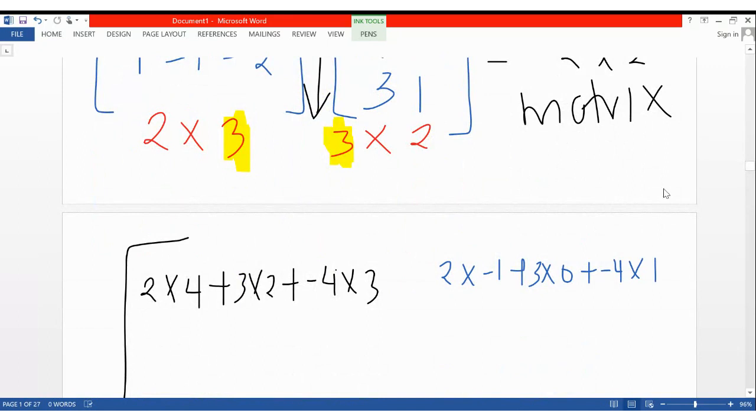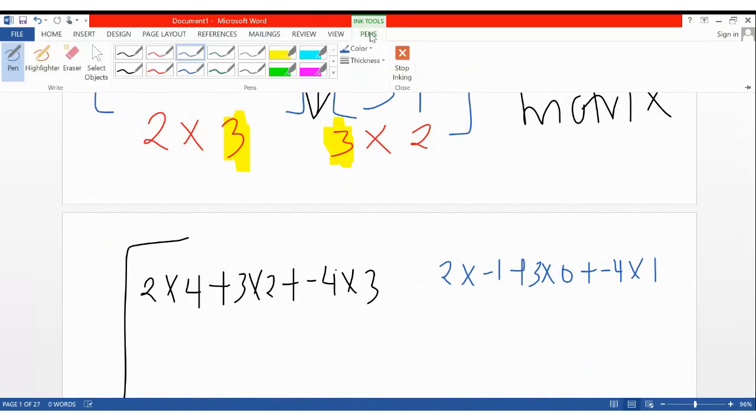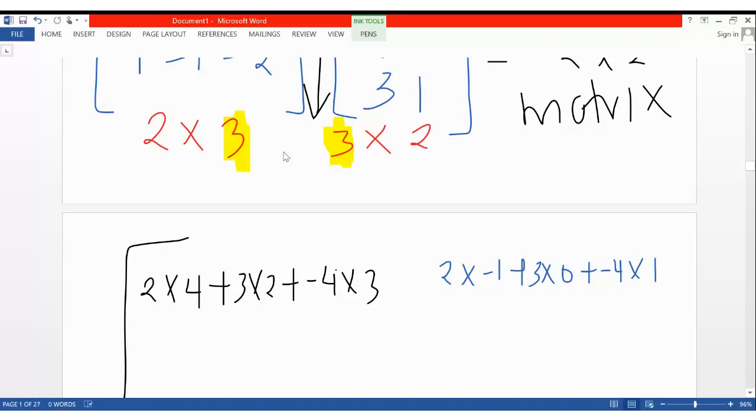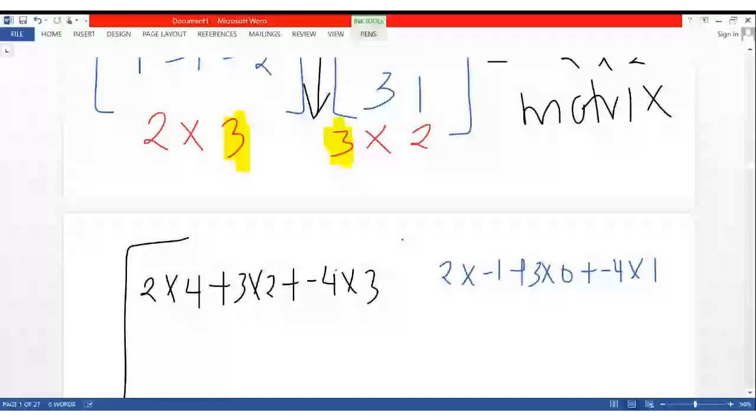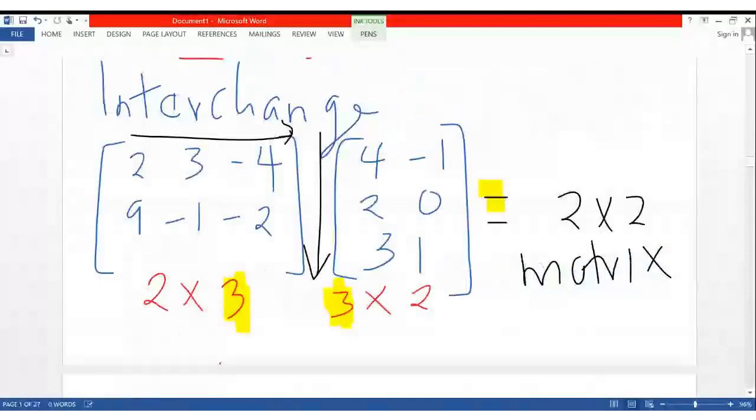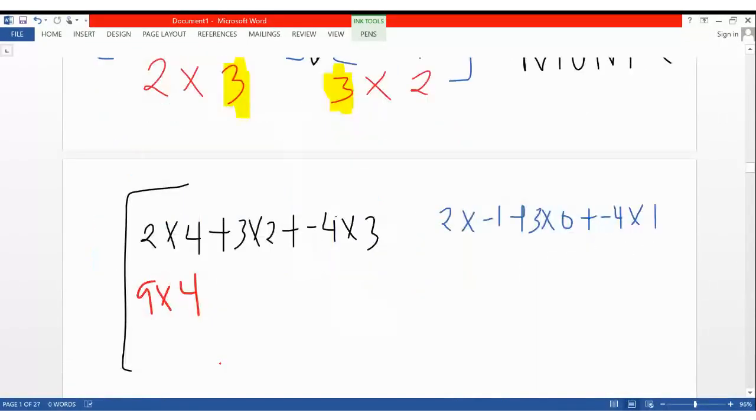The other one is what? 9 times 4. And if you go up, I'll have negative 1 times 2. And finally, I'll have negative 2 times 3.